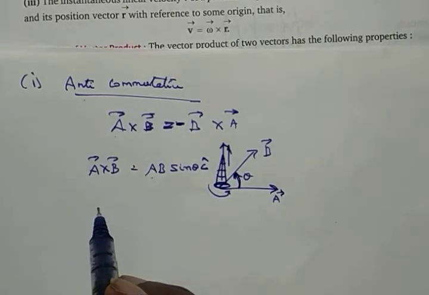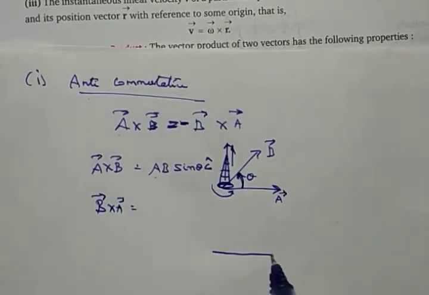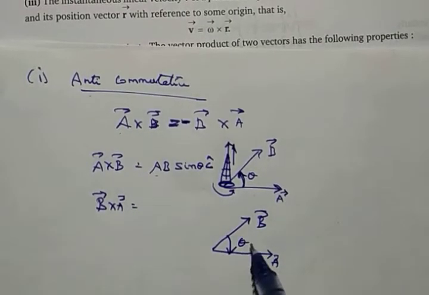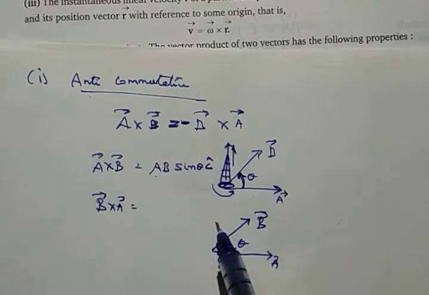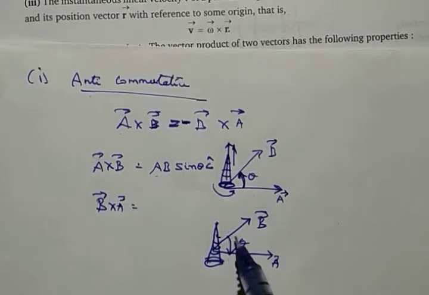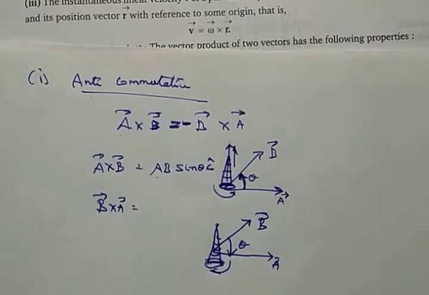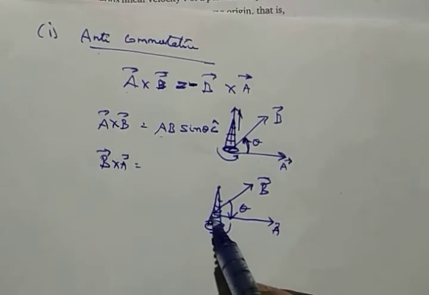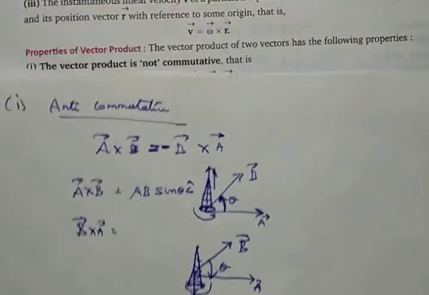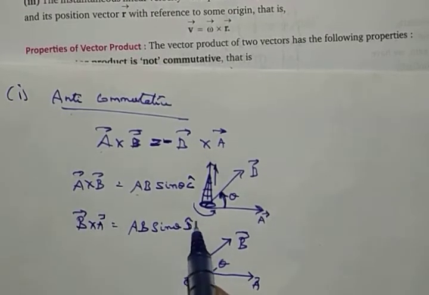Now the next value, if it is B cross A, what is B cross A? Similarly, this is A vector and this is B vector, but you are going to come in the opposite direction of theta. When it is the opposite direction of theta, the screw will come down. It is rotated in this direction, which means the screw will be unscrewed. So it will be coming down, and the direction is called D cap. So it is going to be AB sine theta into D cap. D cap is the opposite direction.